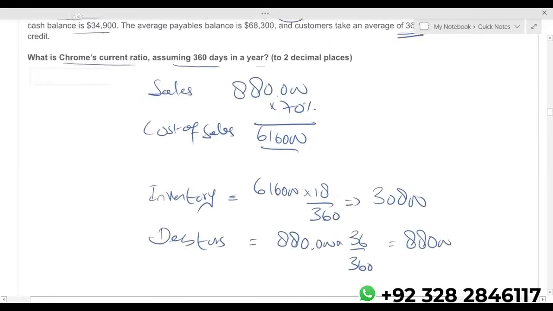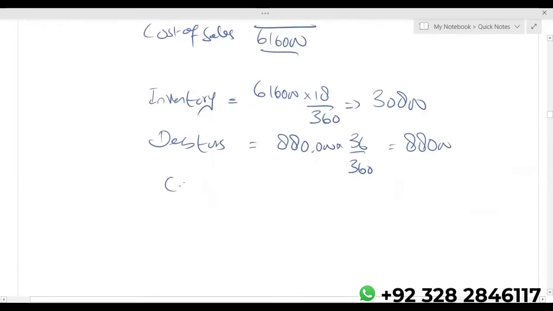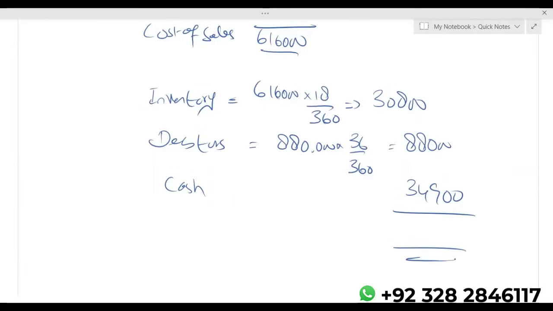The examiner has given us the cash balance, 34,900. Here comes the total amount: 30,800 plus 88,000 plus 34,900. Total current assets are 1,53,700.